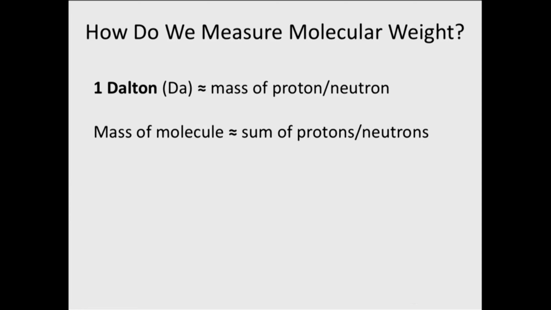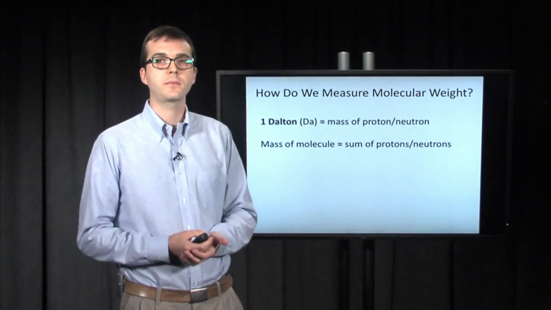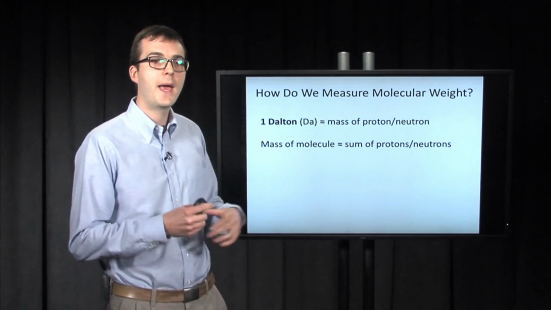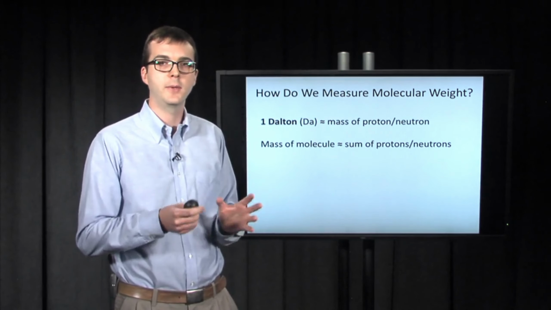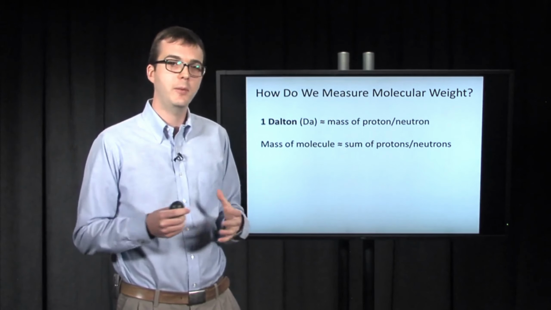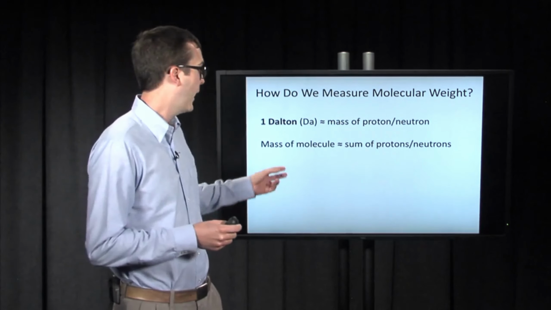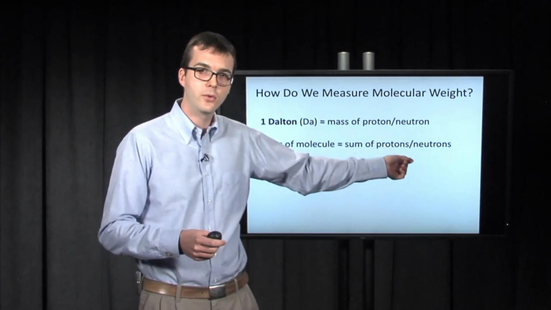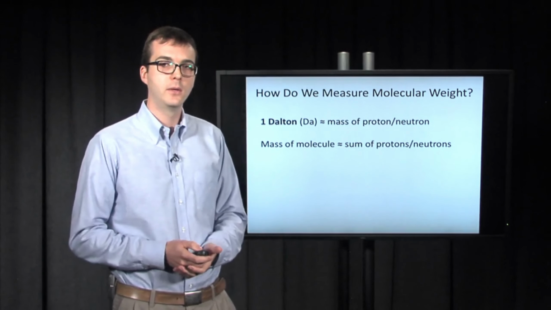Now, this asks an important question, which is, how is it that we actually measure the mass of a molecule? So we're going to define a Dalton as the mass of a proton or a neutron, approximately. That's not an exact measurement, but it's approximately what a Dalton is. And the mass of a molecule, then, is going to be equal to the sum of the protons and neutrons in all of the atoms of the molecule.